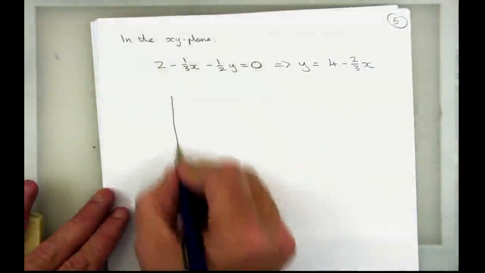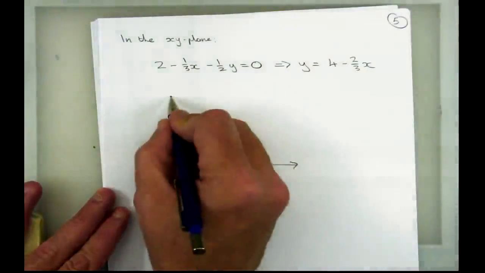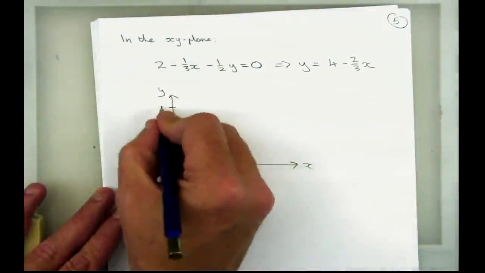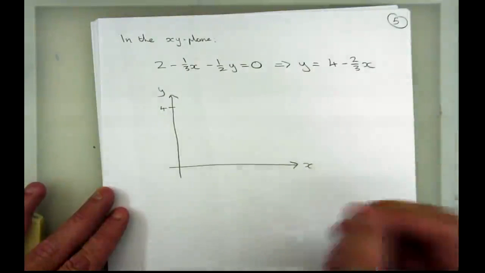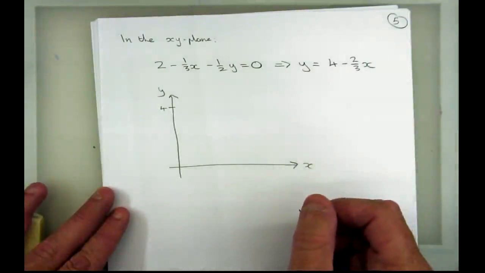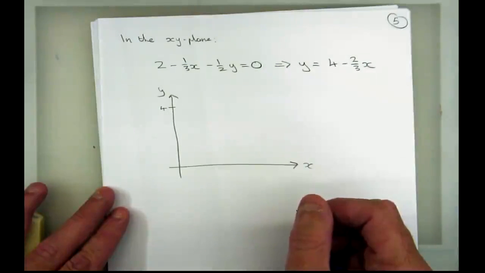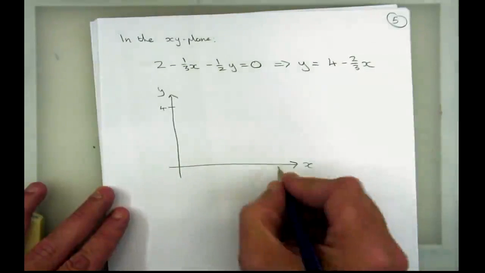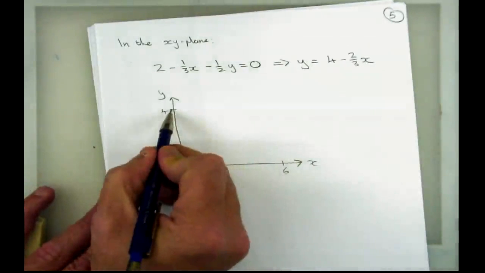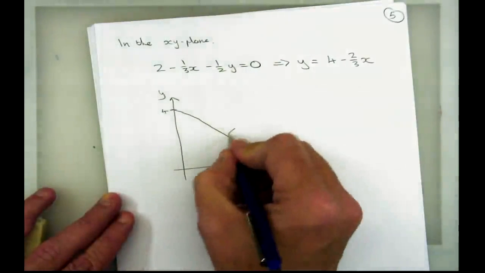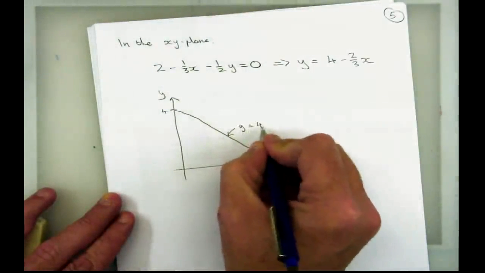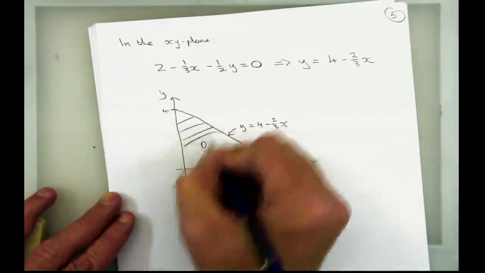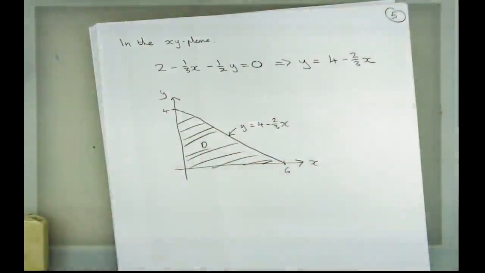Remember, we've got to do a double integral. It's a good habit to always draw the region to figure out the sweeps. When x equals 0, y is 4. When y is 0, x is, come on brain, 6. So this is the region I've got to do the double integral over.